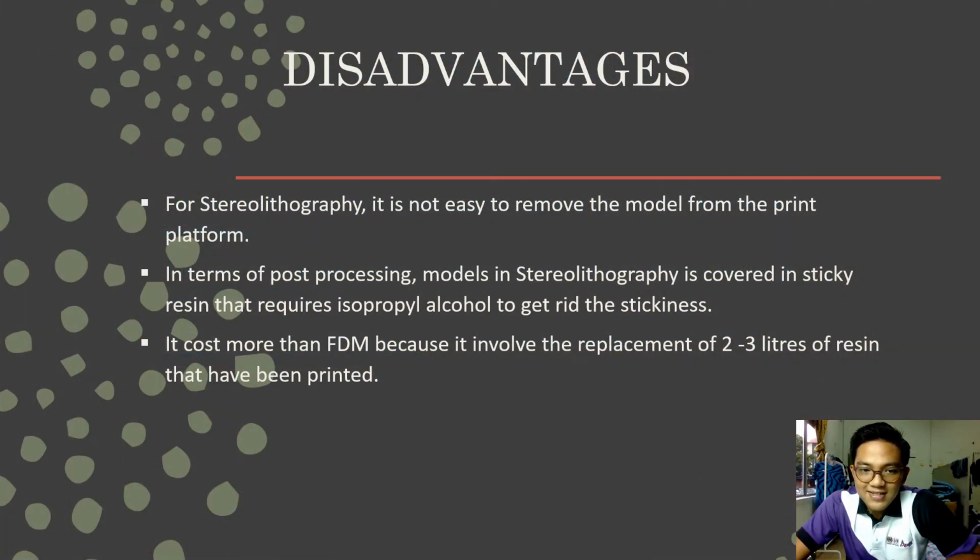So, it is not easy to remove the model from the print platform. In terms of post-processing, models in stereolithography are covered in sticky resin that requires isopropyl alcohol to get rid of the stickiness. The last one is that it costs more than FDM because it involves the replacement of 2 to 3 liters of resin that has been printed.